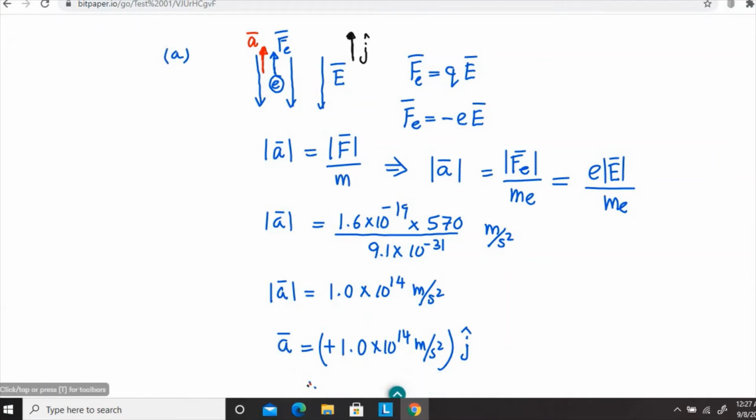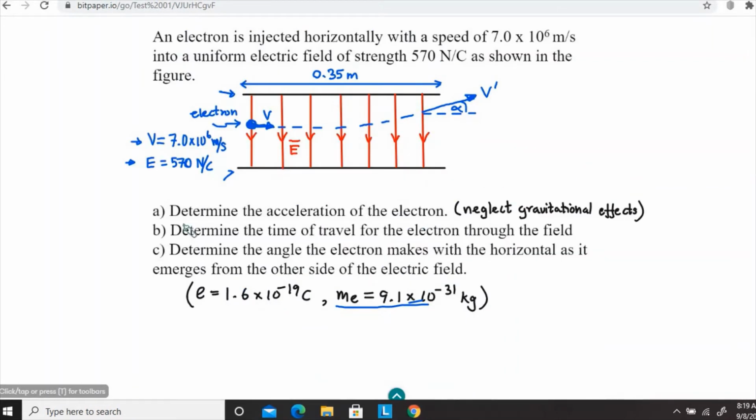We get the acceleration in its unit vector form. We know the direction of the acceleration, and also we know its magnitude. Okay, now let's look at part B of this problem. It says determine the time of travel for the electron through the electric field.